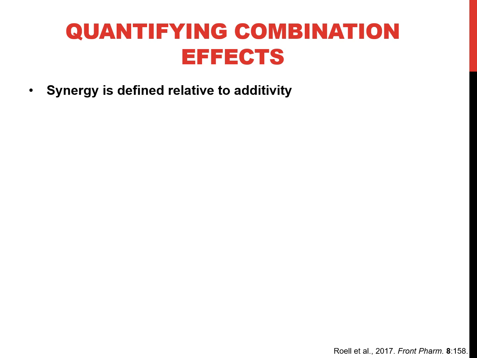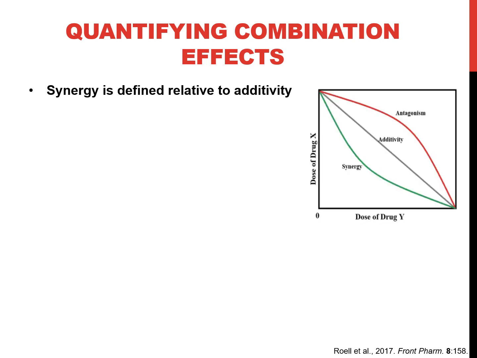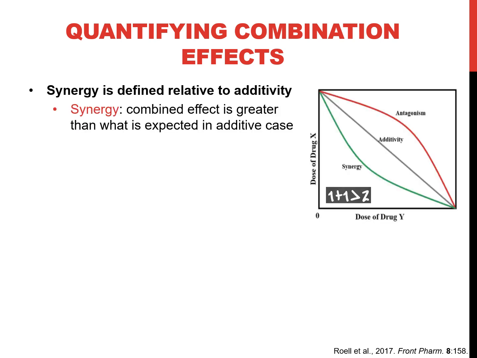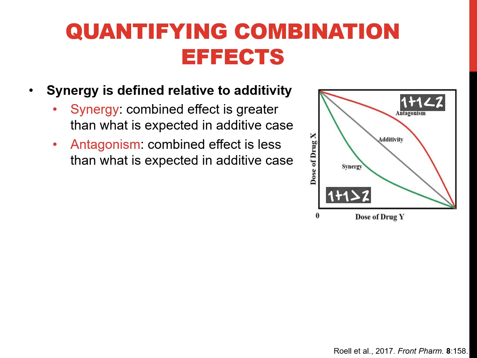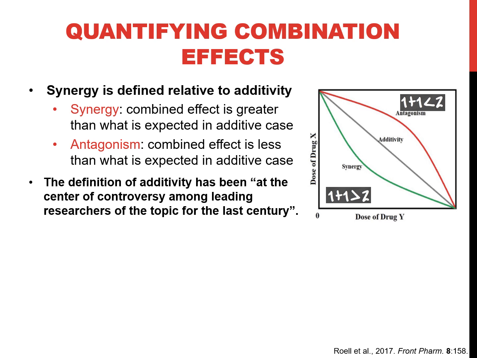Well, synergy is defined relative to additivity. If your combined effect is greater than what is expected in the additive case, we call that synergy. If it is less, we call that antagonism. Seems simple enough. Unfortunately, it is not. And that is because the definition of additivity has been at the center of controversy among leading researchers of the topic for the last century.